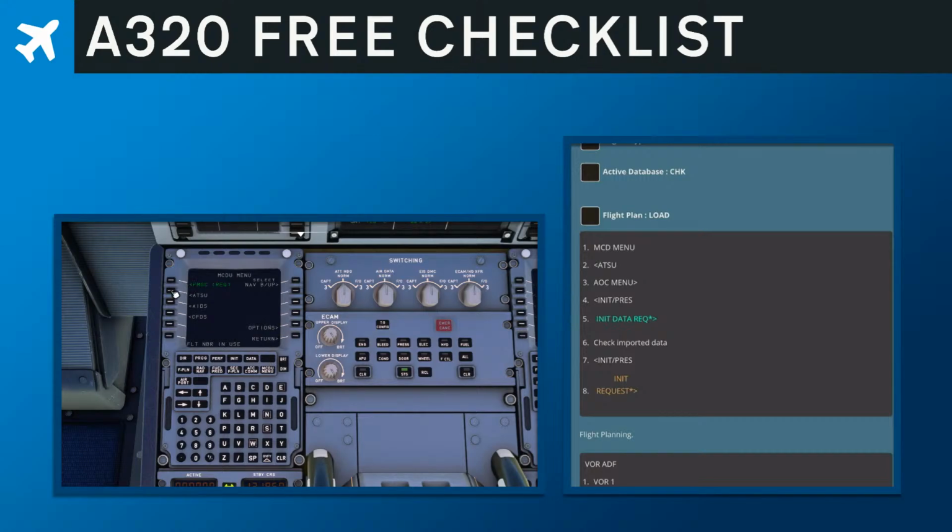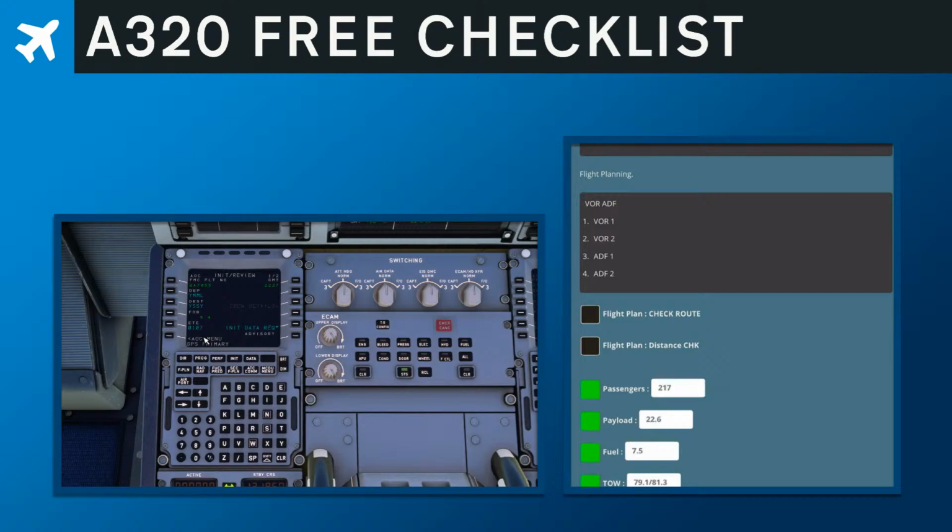And what we'll do is go to ATSU, AOC, and init, and we need to request the data. Now this should be my flight plan from SimBrief. So that's done, init request.